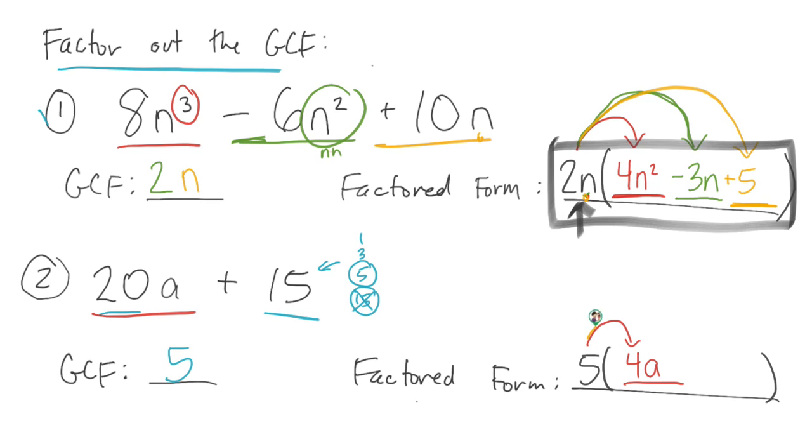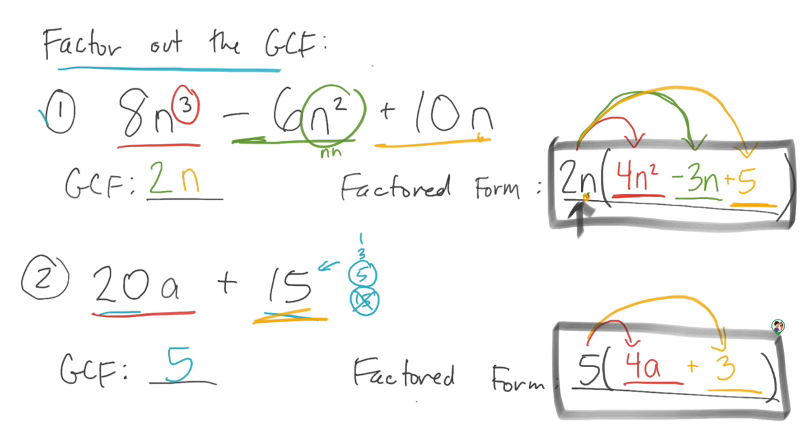And 5 times what is 15? 5 times 3 is 15. In this problem everything's positive, so this is going to be positive. And that's it. This is exactly what you're going to do on the quiz. Feel free to come back to this video and reference it if that's helpful to you.